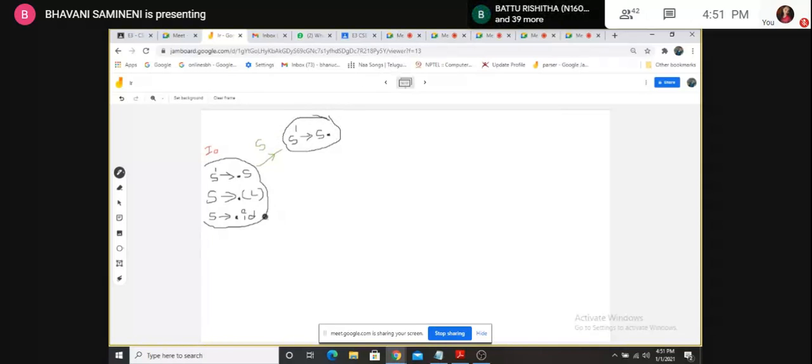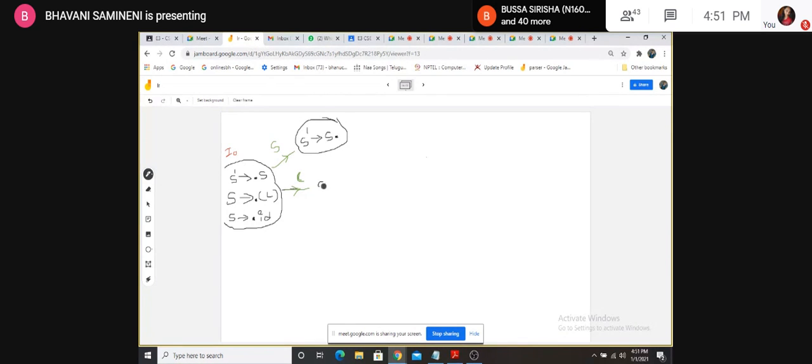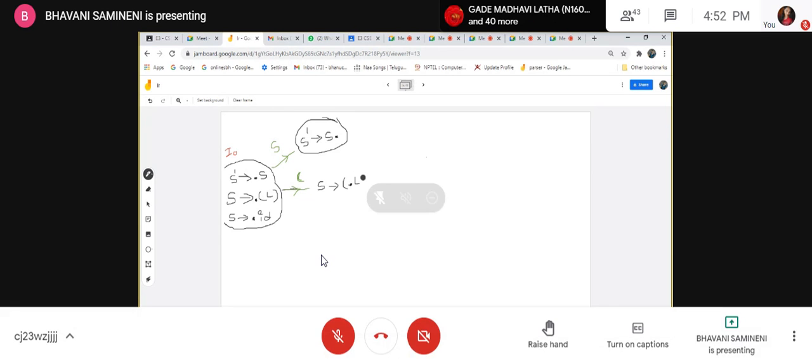Now we'll see for this state, and here we can define the transition on open parenthesis. Now this can be converted like, can you tell me what is the production we will get here? We will be getting S derives open parenthesis, and now this dot can be shifted next to open parenthesis. Then L, then dollar.